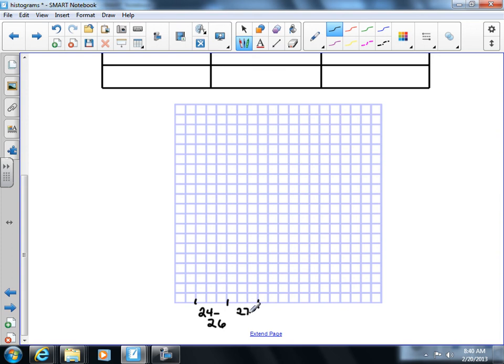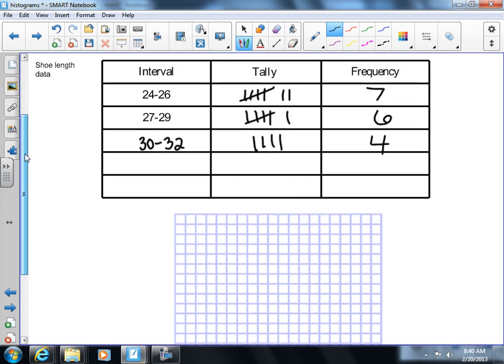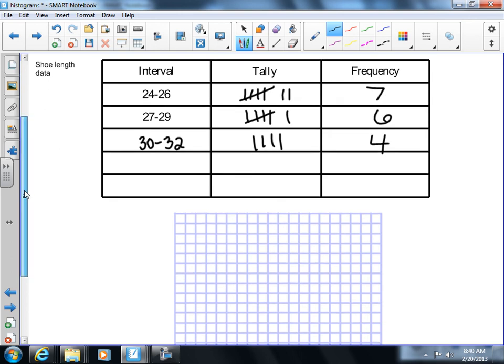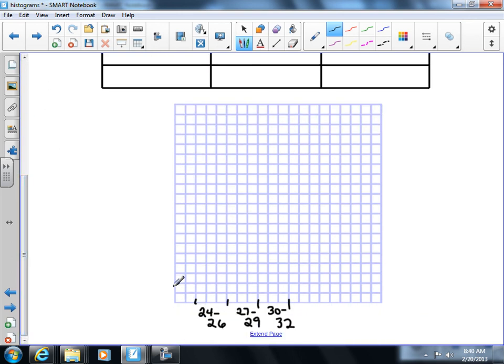So I have a 27 through 29. And what was the last one? 30 to 32. Okay, then let's go look and see what our possible numbers are. We have a frequency anyway from 4 to 7. So I'm actually going to start at 0.